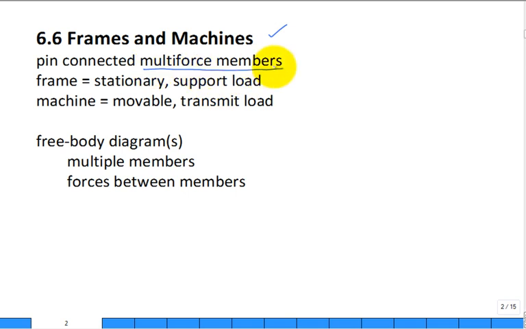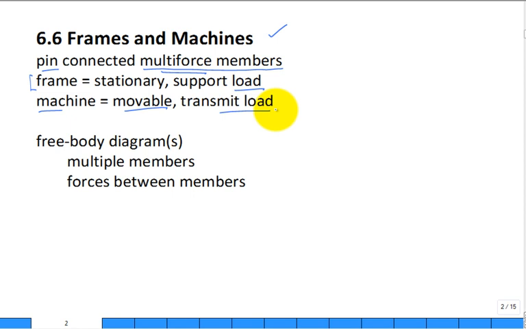A truss really was only a two-force member. It was made up of a bunch of two-force members, but now what we're going to have is typically pin-connected multi-force members. If it's a frame, that's a way of describing it that's stationary and typically is used to support a load or move a load. If it's a machine, it's movable and it's to transmit a load.